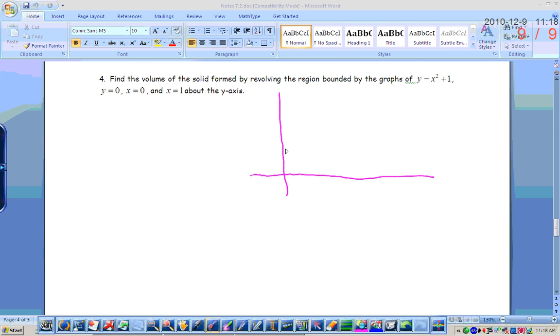So we've got lots of graphs here. Y equals x squared plus 1 is a parabola that has been moved up 1. Y equals 0 is the x-axis. X equals 0 is the y-axis. And x equals 1 would look something like that.